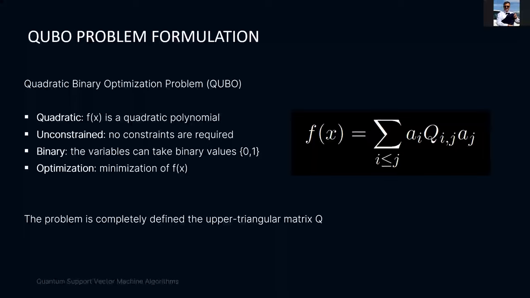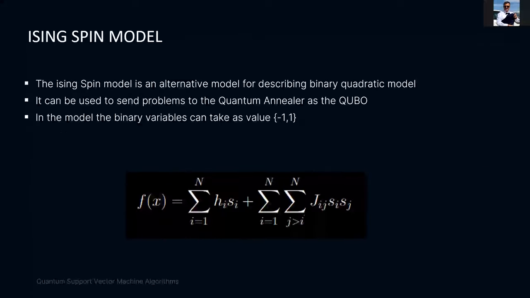Another implementation we could use, shown in the next slide, is the Ising spin model, which is an alternative implementation of the binary quadratic model, which can be used instead of QUBO. Both of them are fine for working with annealing. You can express the problem in both ways. As you can see, they are both quadratic and binary. The only difference is that in the Ising model, the binary values can take the values -1 and 1, instead of 0 and 1 as in the QUBO. But they are equivalent models. The problems can be expressed from one model to another with a simple change of variable. So both of them are fine.